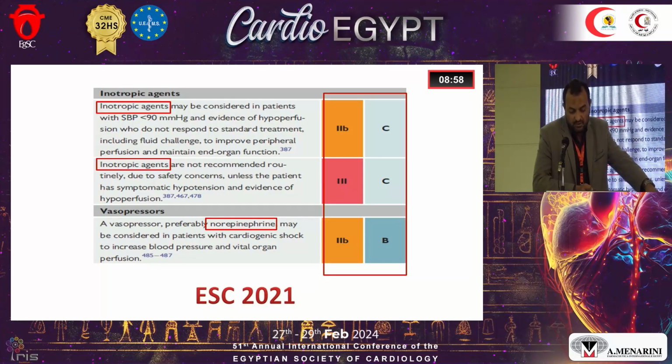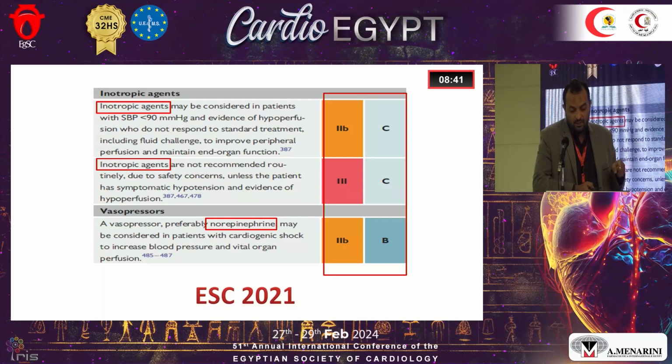Then we go to 2021. Even the names of the vasopressors were removed, just norepinephrine, which is still with us. Vasopressors, preferably norepinephrine, may be considered in patients with cardiogenic shock to increase blood pressure and perfusion of the vital organs. This is a class 2B, B.